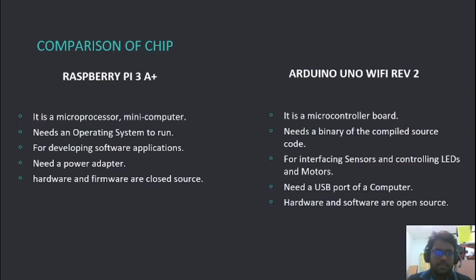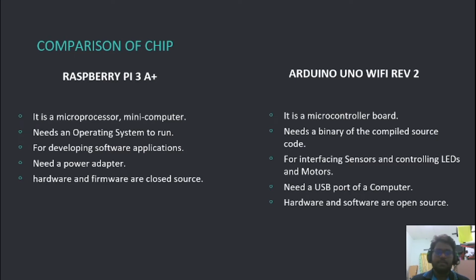First of all, Raspberry Pi is a microprocessor, which is like a mini version of a computer, whereas the Arduino is a simple microcontroller board. The Raspberry Pi requires an operating system to run, whereas the Arduino Uno doesn't need an operating system. It only needs a binary of a compiled source code.